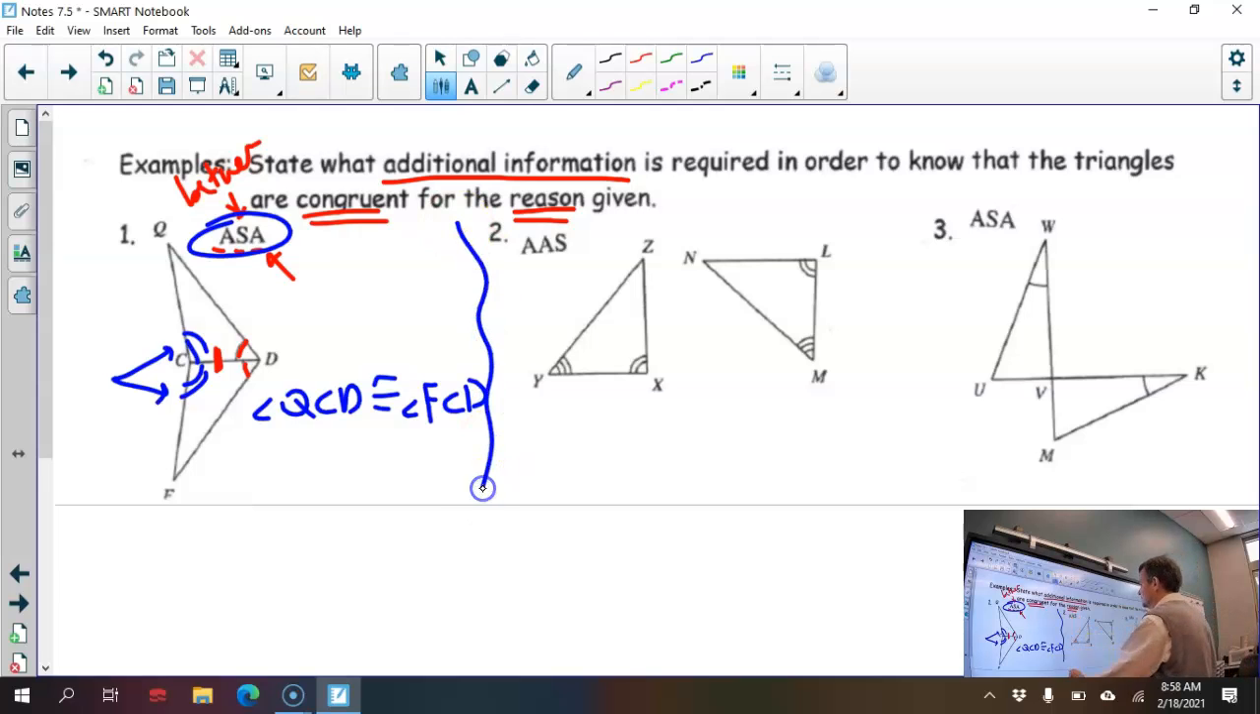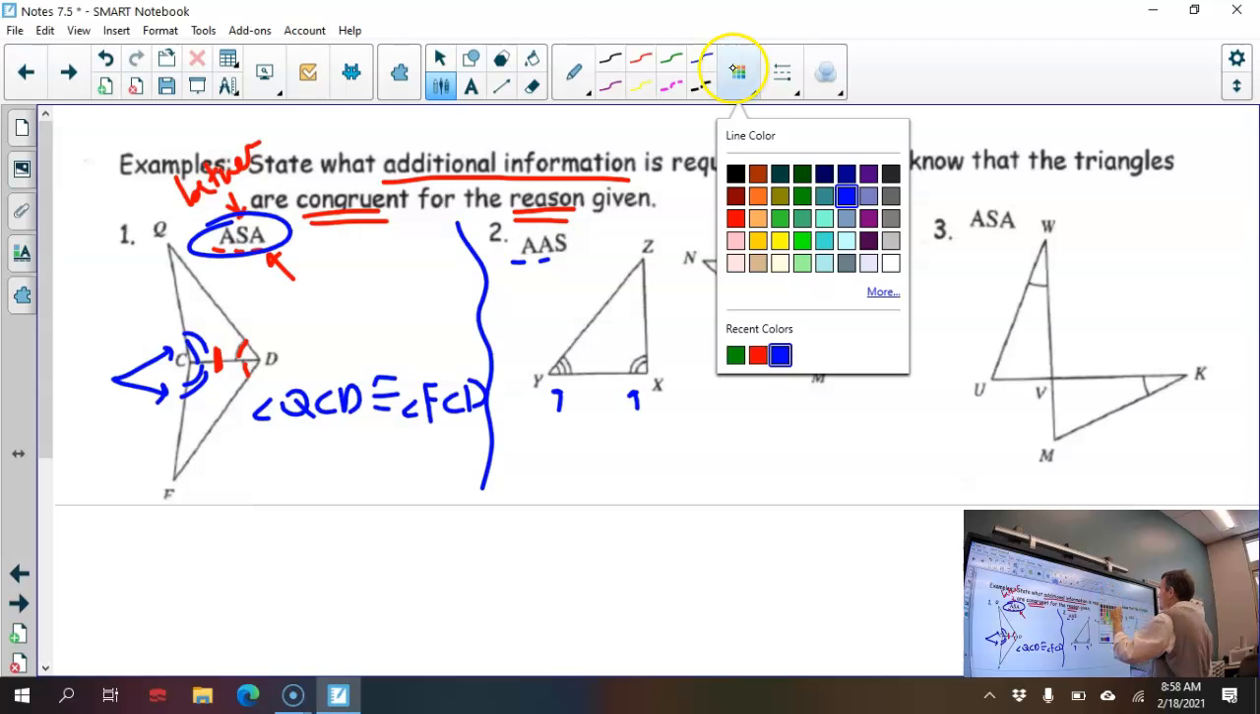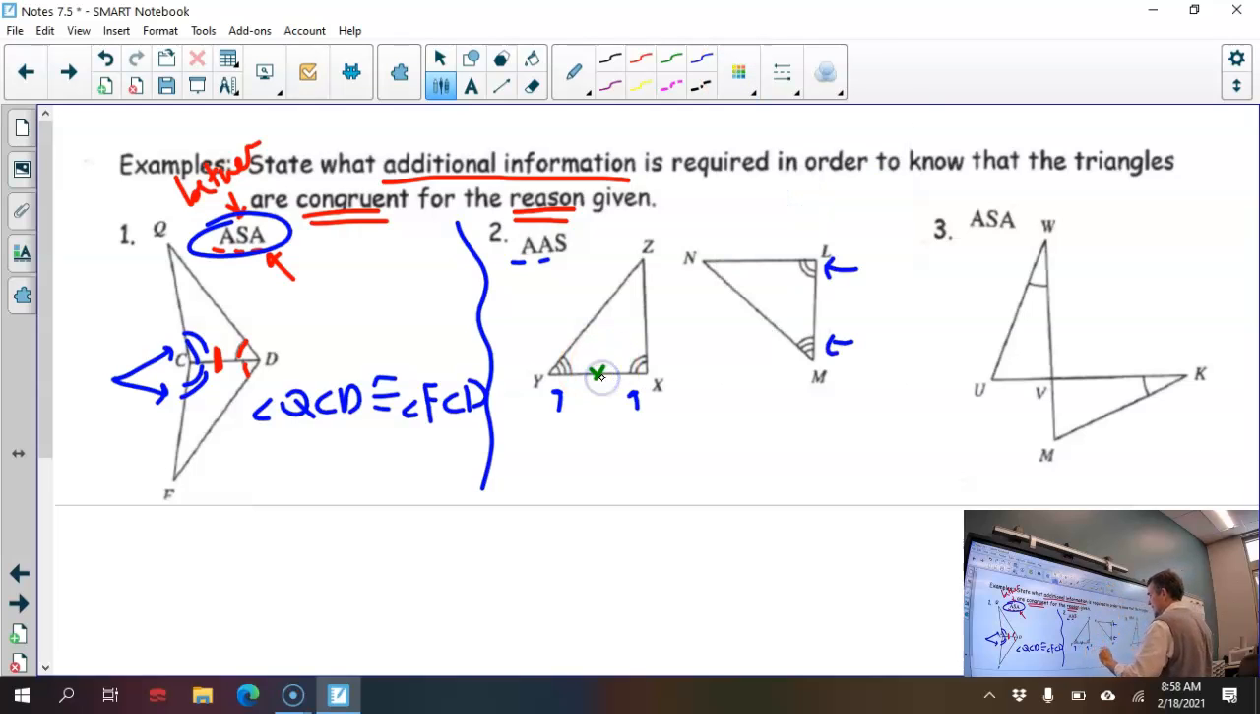Let's go to the second one. I'm supposed to use angle, angle, side. Well, I already have the angle and the angle, but I need the side. Now, can I use this side? I cannot, because that would be the side between the angles. And my side is not between the angles, because the S is not between the A's. So I need to pick a different side. I'm going to pick this side.